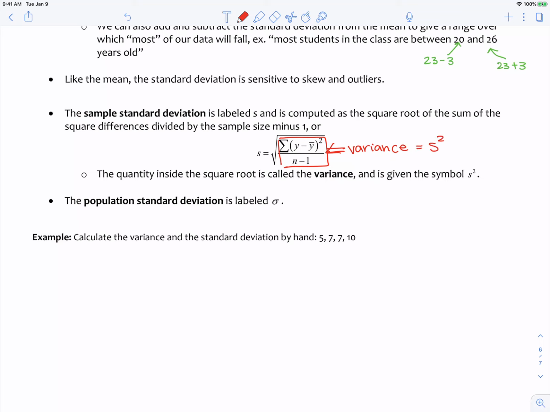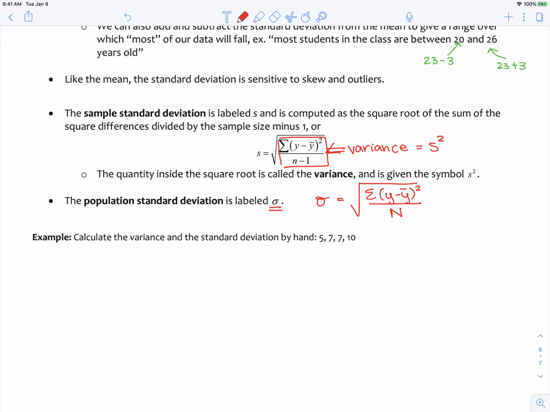Okay, and the population standard deviation we already know about, and that's given the symbol sigma to make it different from the sample standard deviation. And its calculation is actually different from the calculation for the sample standard deviation. So if we're doing sigma, there's still the sum of all our differences of our data values from the mean. We square those, but we divide by uppercase N, the size of the population, as opposed to n minus 1.